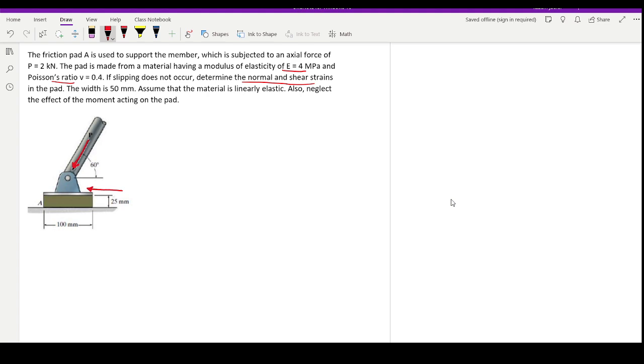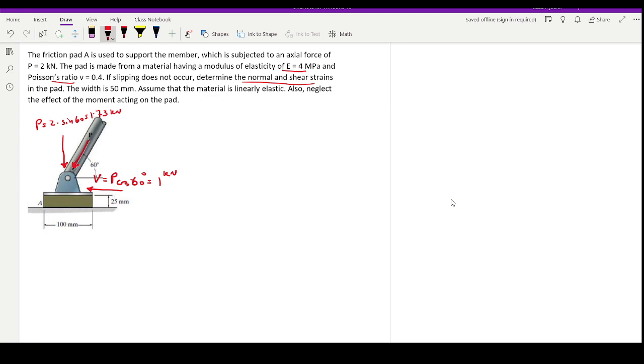One is the horizontal component, which is going to be P times cosine 60 degrees, and clearly this is our V. This is going to create a shear stress. If you calculate it, it's equal to 1 kilonewton. And there is a vertical force which will produce a normal stress, and that's P. We use P to show it. It's going to be 2 times sine 60 degrees, and that's going to be around 1.73 kilonewton.